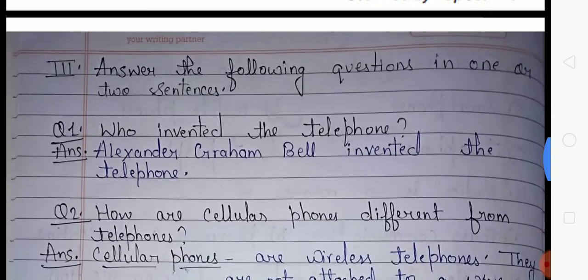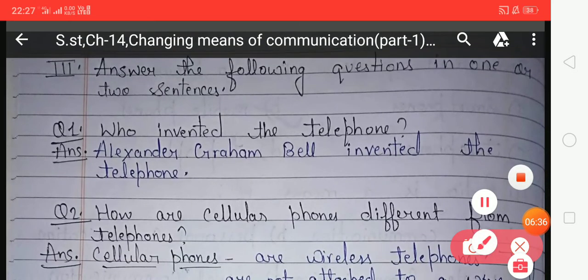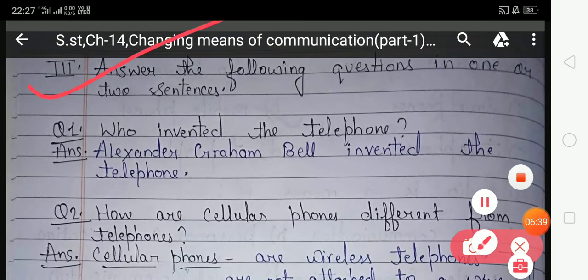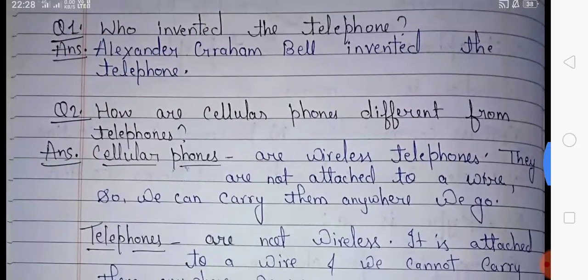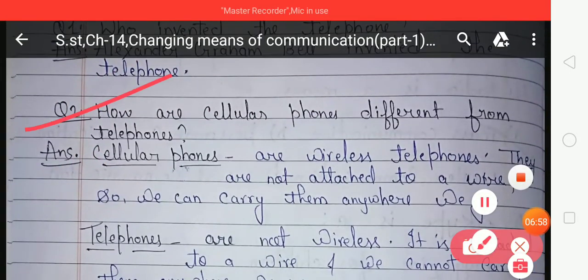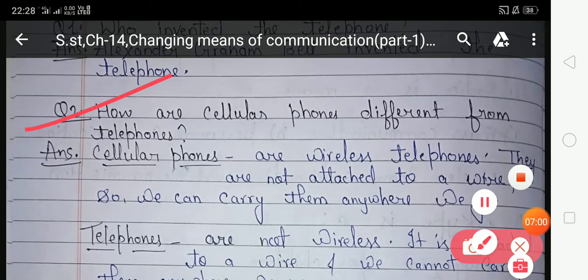Come on, next page. That is, answer the following questions in one or two sentences. It means in this exercise you have to give answers according to the given question. Your question number 1. Who invented the telephone? Your answer is Alexander Graham Bell invented the telephone. Look at question number 2. How are cellular phones different from telephones?